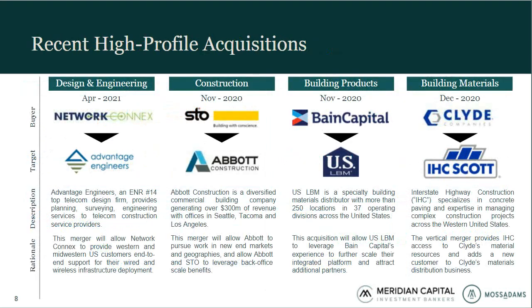So four that are worth profiling here, just as examples. You have on the engineering side, Network Connex acquired Advantage Engineers. Advantage is out of Maryland, and Advantage is an ENR top 14 provider, about $40 million of revenue. They're focused on network engineering professional services on the front end of wired and wireless deployments. Network Connex had some involvement on the design side, and now they're able to fully integrate from a design and execution of the deployment work.